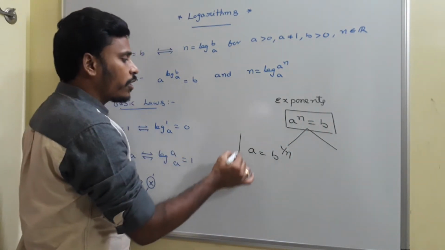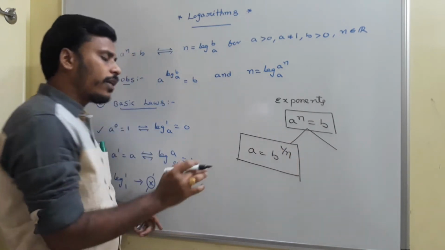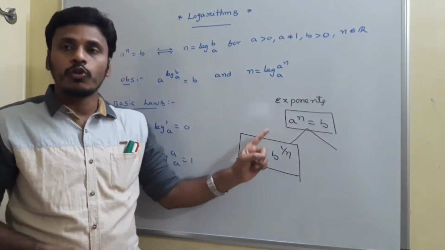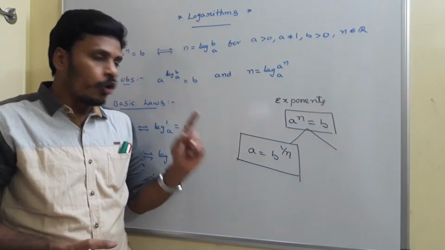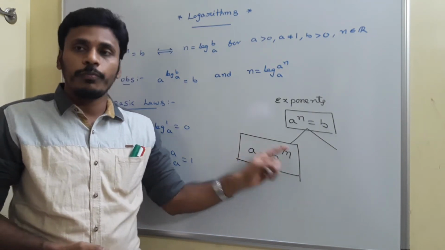It is just a notation, it is not a definition or anything. It is just a notation, okay? Or you may call it a separate definition. If a power n is equal to b, then we write a is equal to b power 1 by n. Here, a is the subject, in the sense that we are expressing a in terms of b and n.